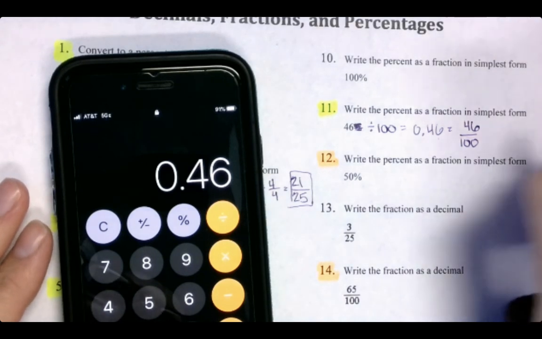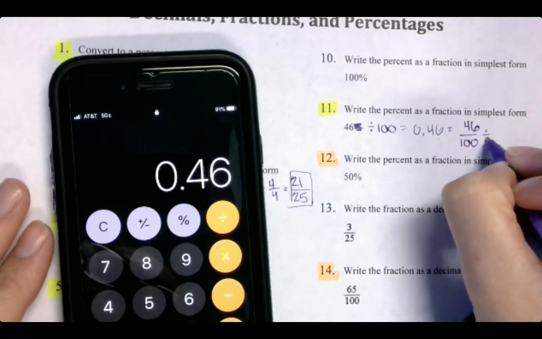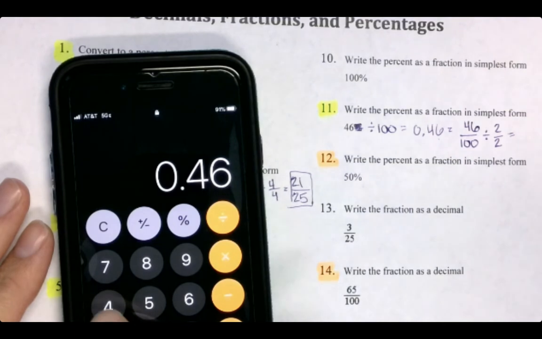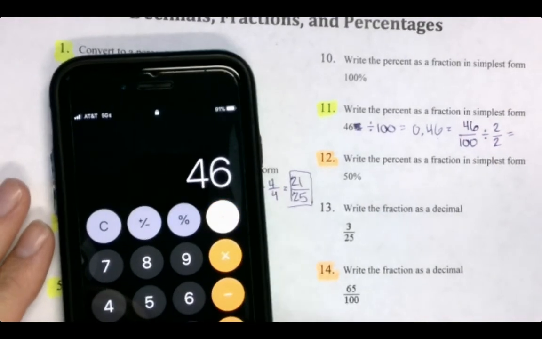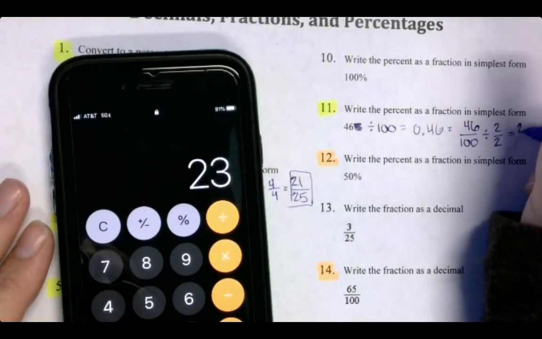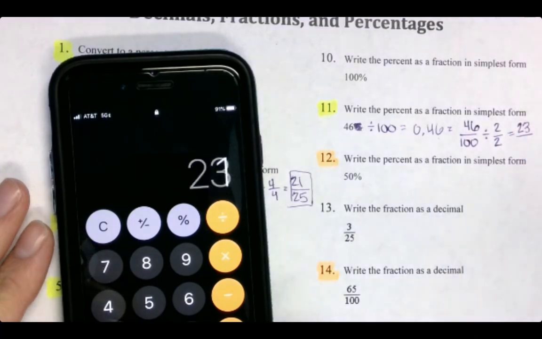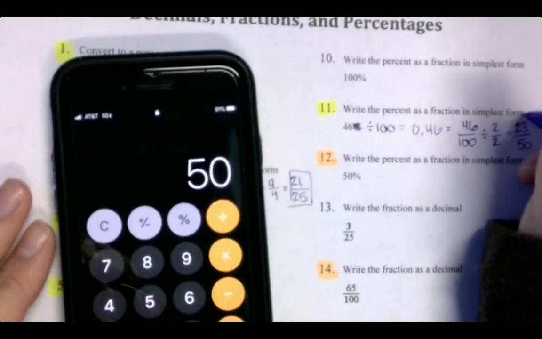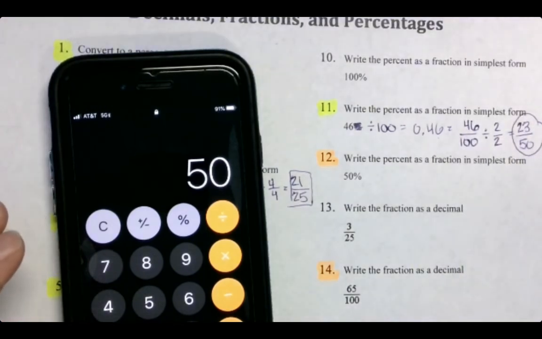I don't think 4 goes into both of these. Let's just do an easy one. They're both even. Let's divide them both by 2. What is 46 divided by 2? 23. What is 100 divided by 2? 50. And that's as simplified as it gets.